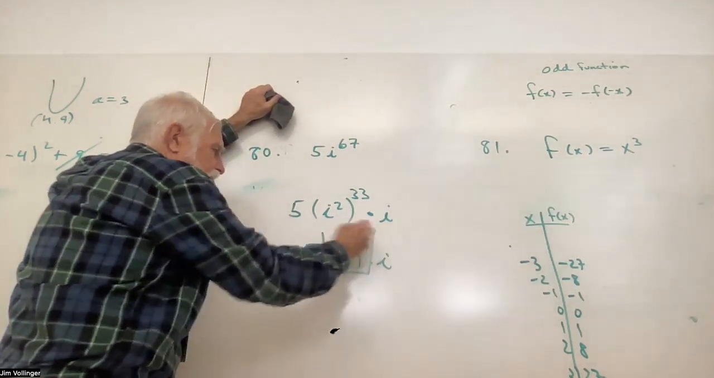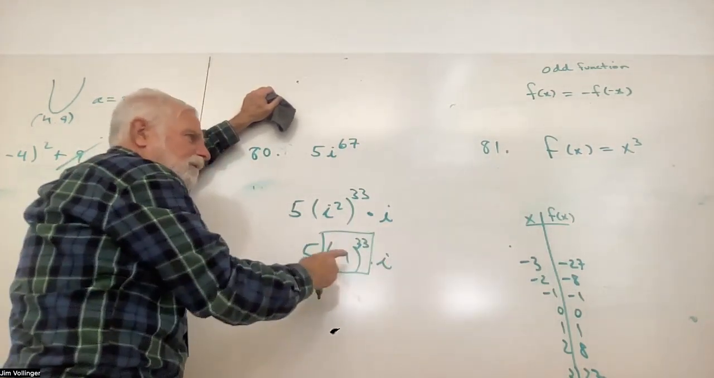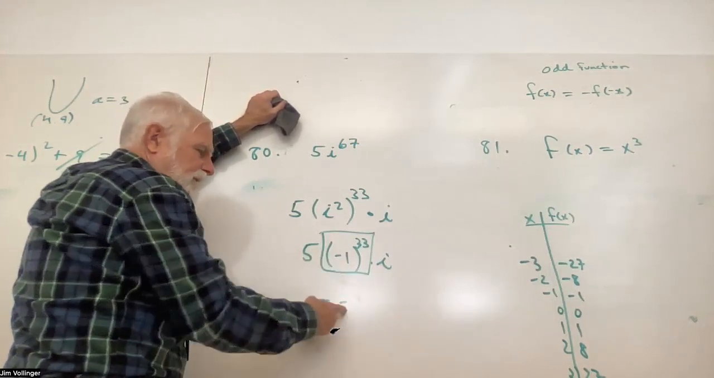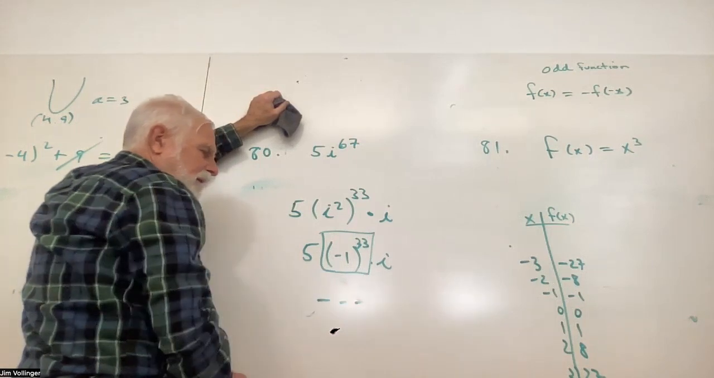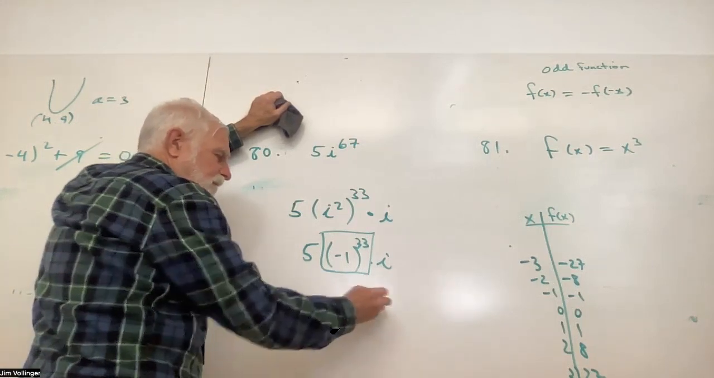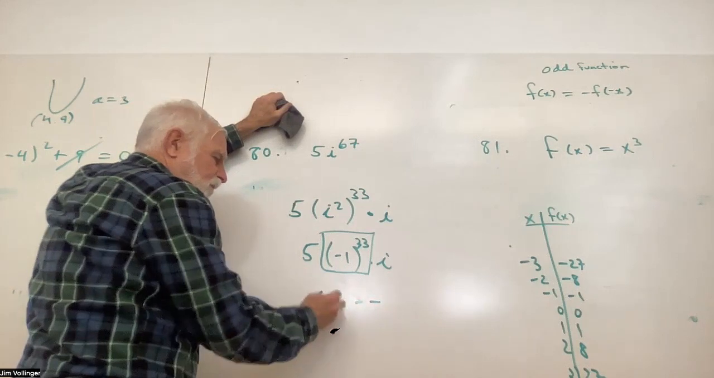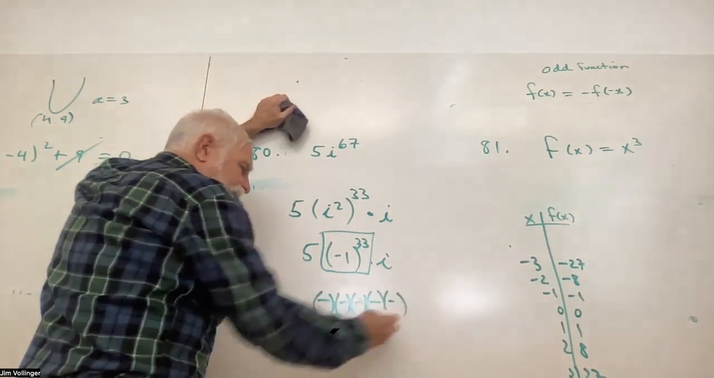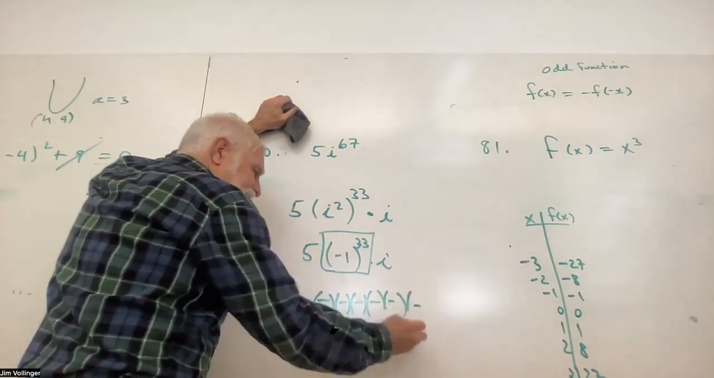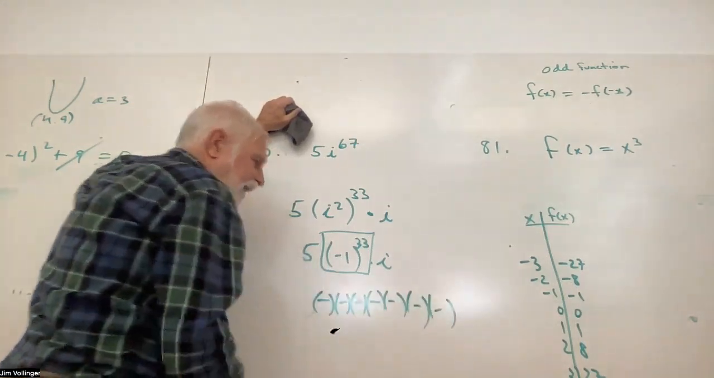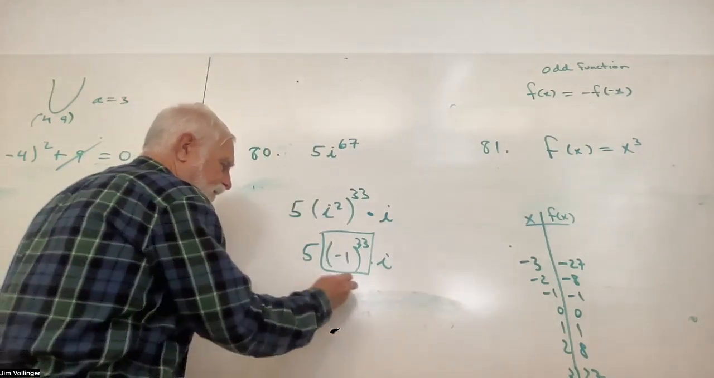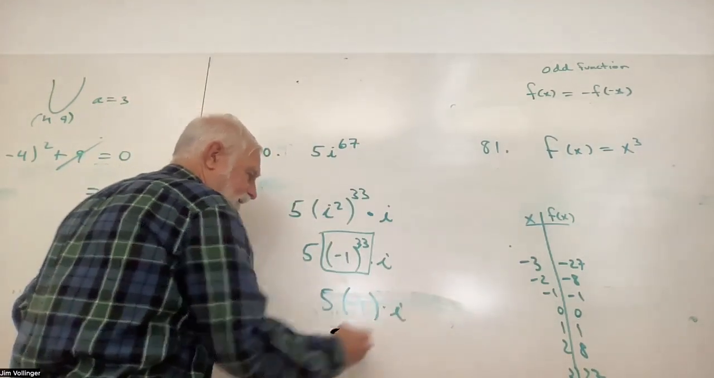If we do that 33 times, negative 1 times negative 1 times. Every time you do a minus times a minus, you get a sign change. Minus times a minus is a positive. Now it's a negative. 3 gets me a negative. 4 gets me a positive. I suppose I should put them in parentheses, right? 4 of them get me a positive. 5 of them get me a negative. 6 of them a positive. 7 of them a negative. I got an odd number. It's going to get me negative 1. 5 times negative 1 times i, negative 5i.